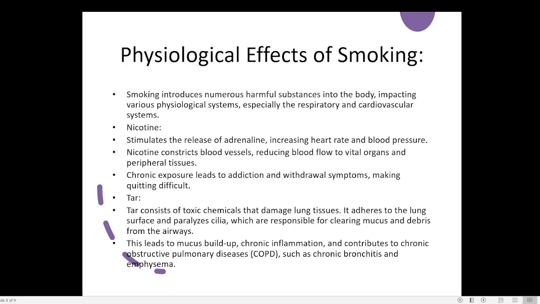Cigarettes are mainly made of tobacco. Tobacco contains nicotine, and nicotine stimulates adrenaline, increasing heart rate and blood pressure. Then nicotine constricts blood vessels, reducing blood flow to vital organs and peripheral tissue. That is another effect of nicotine. Chronic exposure leads to addiction and withdrawal symptoms, making quitting very difficult. Most of the physiological effects of smoking are actually caused by two components: one is nicotine and the second is tar. I will show you a picture of how smoking can damage the person.